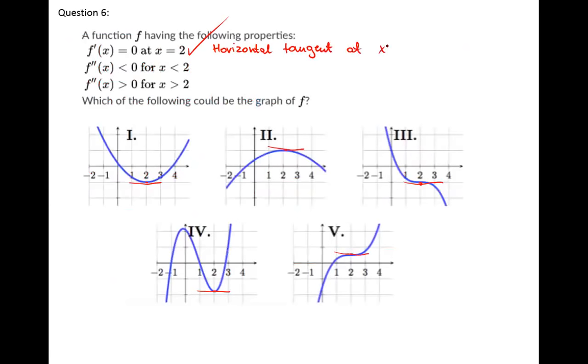Now, the second derivative is less than 0 for all values of x less than 2. That means, if the second derivative is negative, what's the shape of the function? Do you remember? Yes, concave down. Thank you. I was writing my symbols. Concave down for all of the x's before 2. That means, let's see.